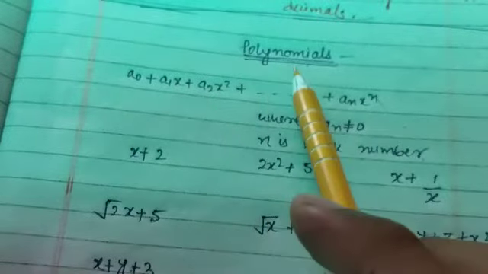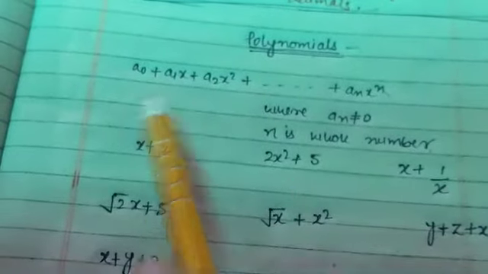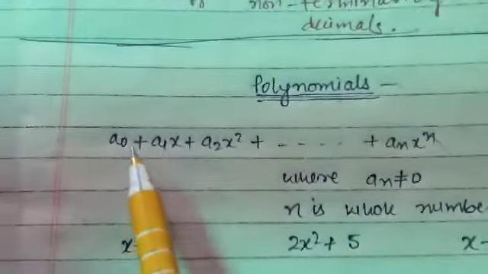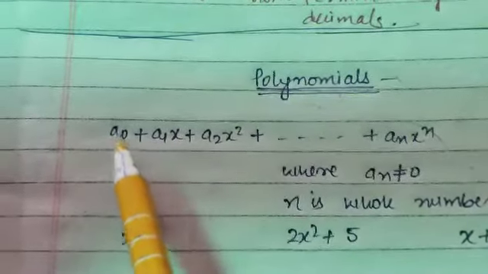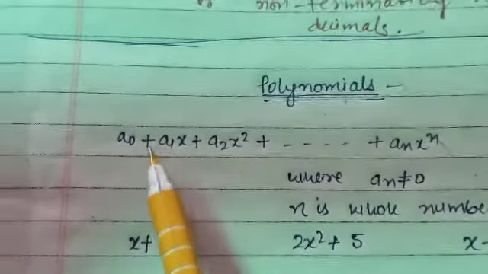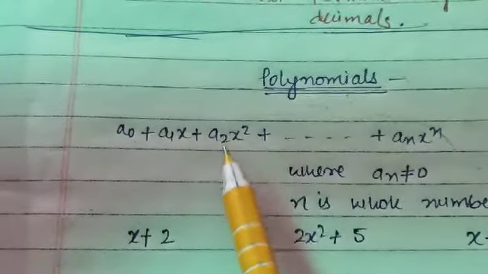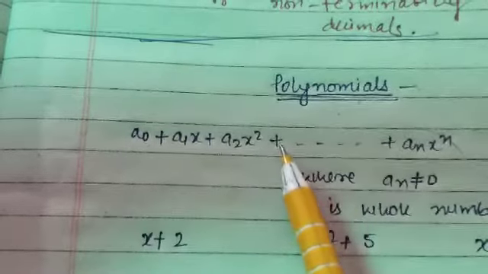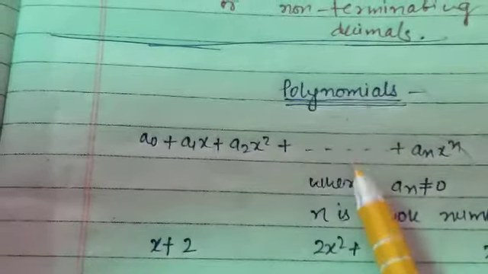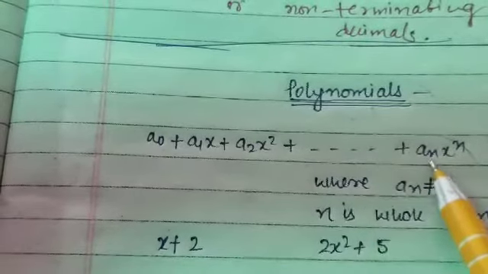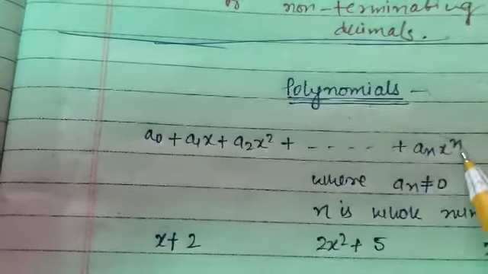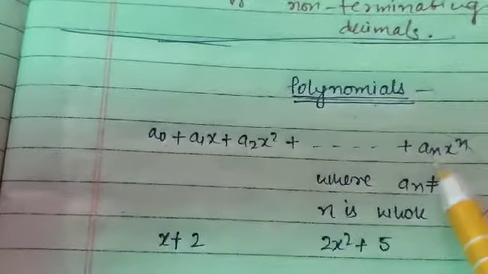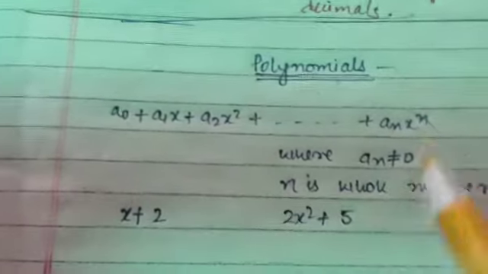So we will discuss this definition also. This is a naught, or a0 plus a1x plus a2x square plus a3x power 3 plus a4x power 4 plus dot dot dot. This is an x power n, n is any number, you can take 100, x power 100, or 1 lakh, x power 1 lakh, whatever you can take.